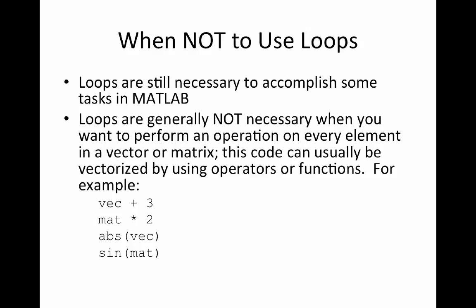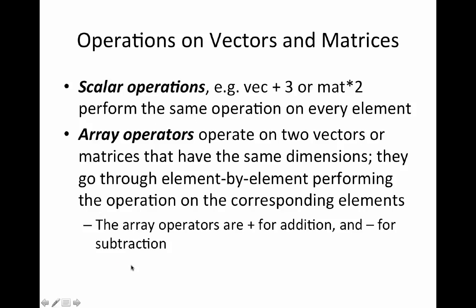So if you have a vector vec, a matrix mat, you can say something like vec plus 3. So vec plus 3 is going to take every element in the vector and add 3 to it. Mat times 2 is going to take every element in a matrix and multiply it by 2. Again, you can do operators, you can also do functions. Absolute value of vec will give you the absolute value of every element in the vector. Sign of mat will give you the sign of every element in the matrix. So this is again vectorizing your code.